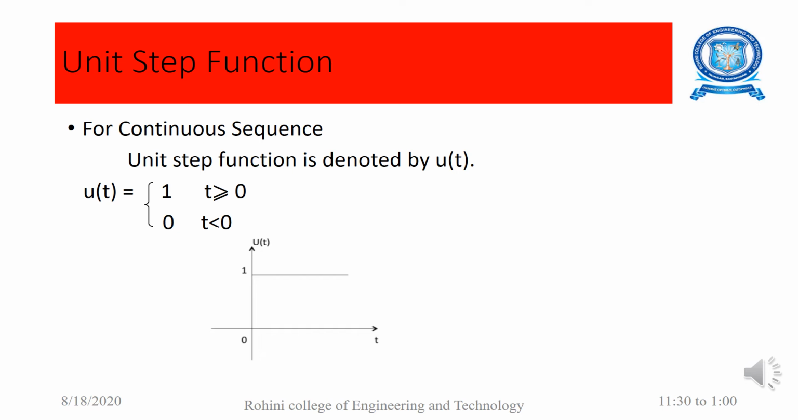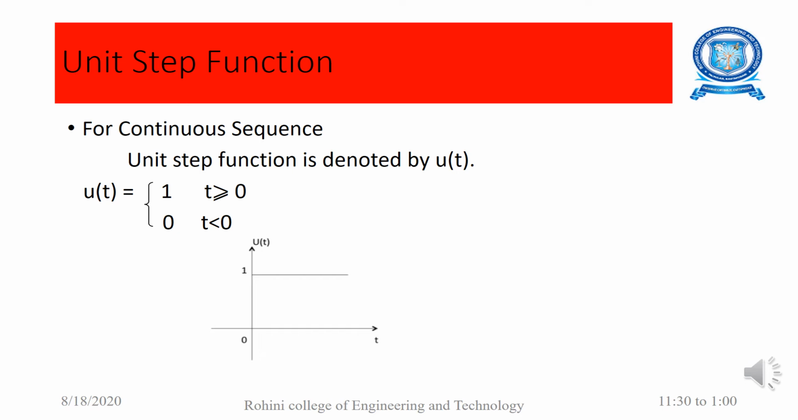The first one is the unit step sequence, or we say the unit step function. The unit step function will be represented in the continuous sequence format and also the discrete time sequence format. For continuous time, the unit step function is denoted by u of t. So for continuous we represent u of t, and for discrete we represent u of n. So here is continuous time, so we represent u of t.